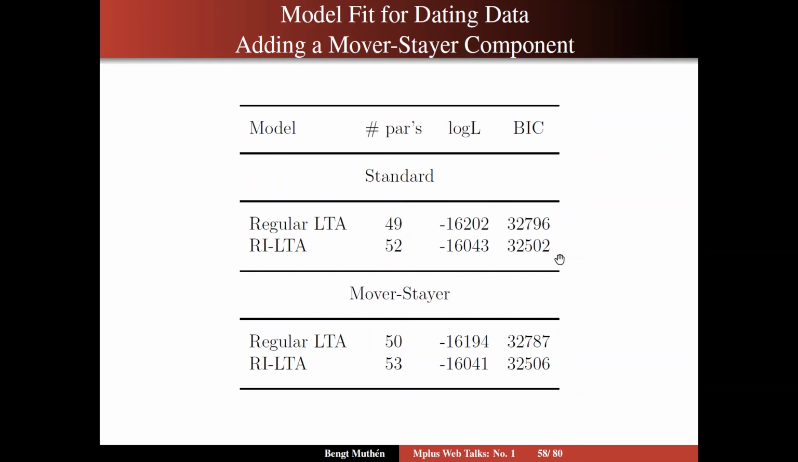For RI-LTA, you have this BIC value, and you get a worse BIC value when you add a mover-stayer component. Not that much worse, but why choose that model since it's less parsimonious? The RI-LTA has a better BIC than the regular LTA that includes mover-stayer by far. So again, RI-LTA wins.